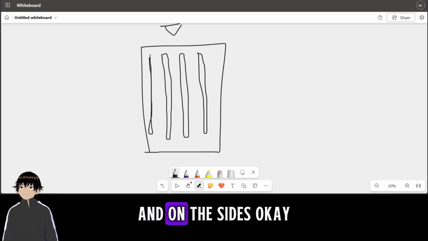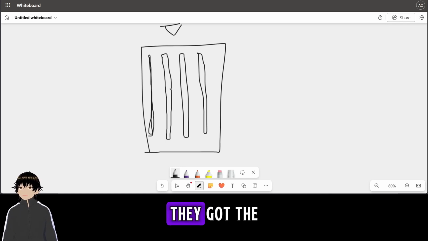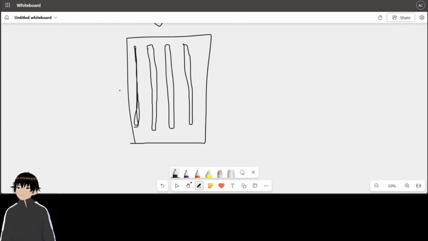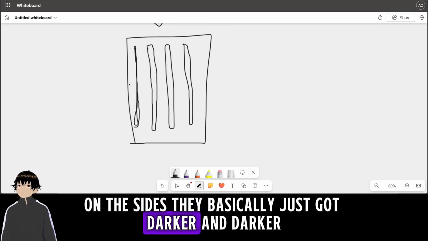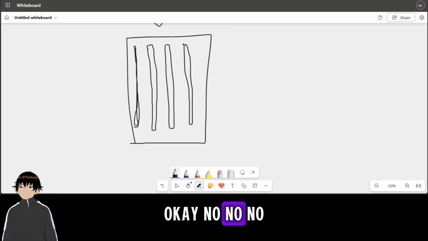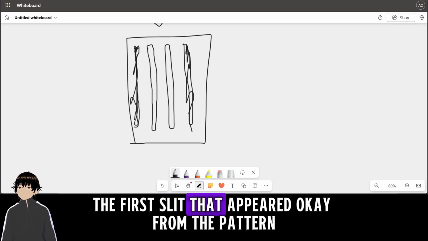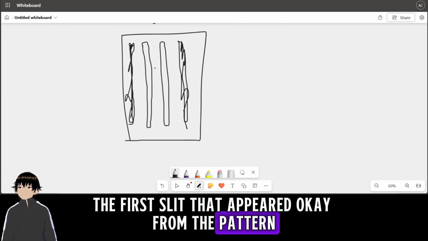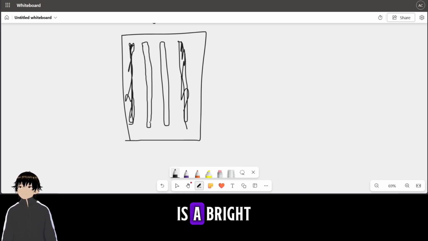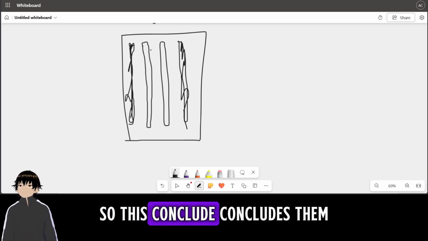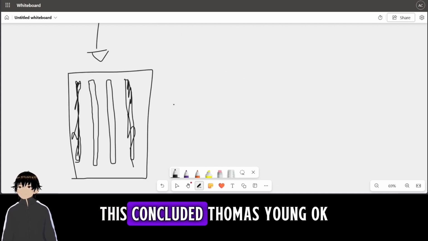And on the sides, those slits that this black surface had detected basically got darker and darker. The first slit that appeared from the pattern is bright, but the others were a little bit darker. So this concluded it for Thomas Young.